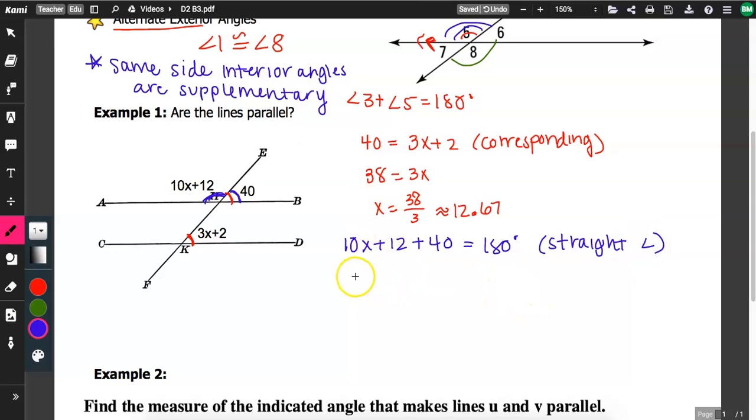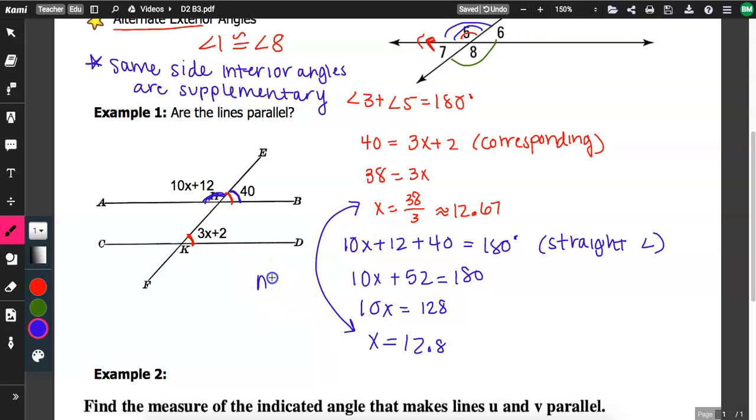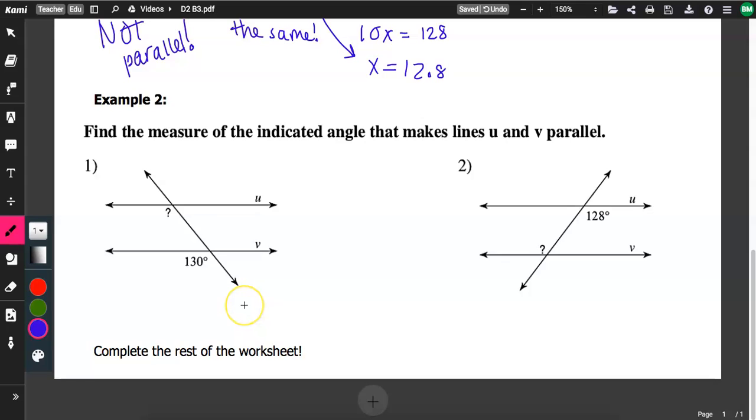So let's solve for x here. So I have 10x plus 52 equals 180. 10x equals 128. Divide by 10 on both sides. X equals 12.8. So yeah, they're close, those values for x, but they're not the same. And x should be the same no matter what situation we use to solve for it. So we'll say these are not parallel. Okay, all right, last set of examples here.